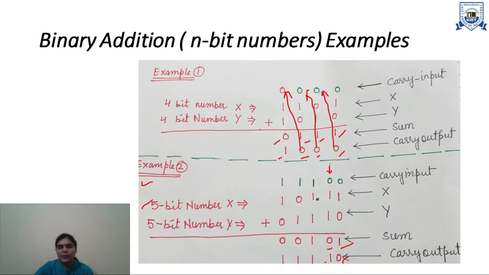Here 1 plus 1 plus 1, the sum will be 1 and carry will be 1. Carry will go to the next stage. 1 plus 1, sum will be 0, carry will be 1. Again carry will go to the next stage. 1 plus 1, sum will be 0 and carry will be 1. In this way, we can perform addition of n-bit numbers.